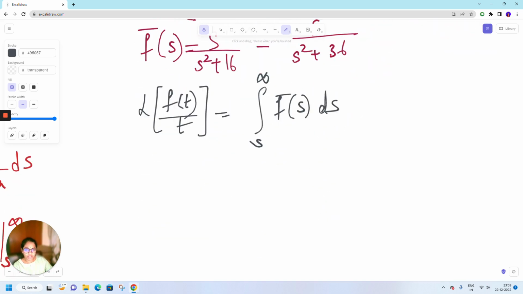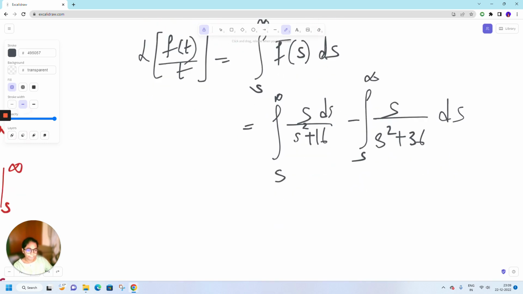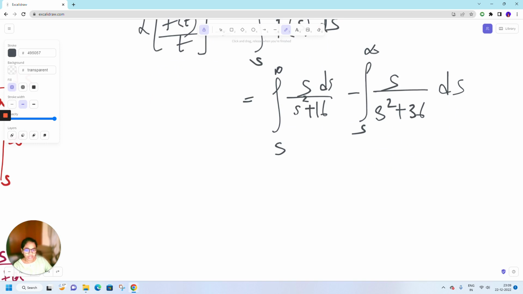Okay, what is our f bar of s? F bar of s is s divided by s square plus 16 minus s divided by s square plus 36. This is our integration from s to infinity, with ds. Okay, now let me take the integration part and solve it first. Okay, what do we have? Integration of s divided by s square plus 16 ds. How do you solve this?